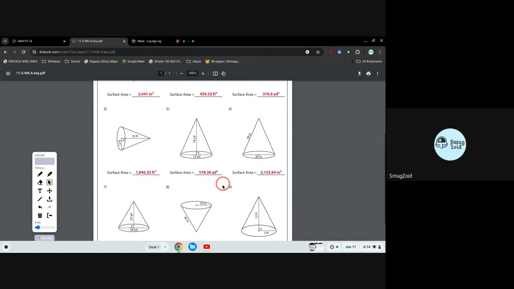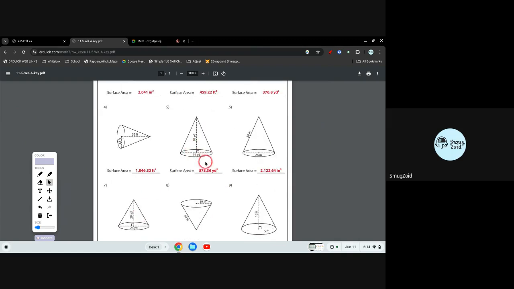This one, super tricky. You still have to find the hypotenuse. And when I say the hypotenuse, keep in mind, you have to take the square root of 12 squared plus 35 squared to get the hypotenuse of that triangle.